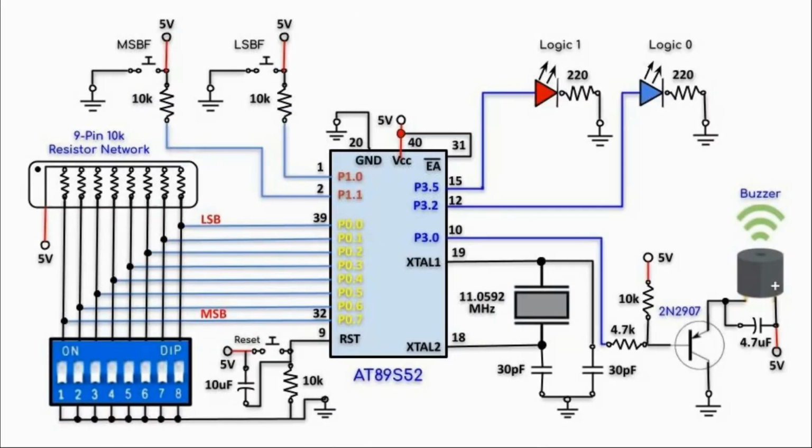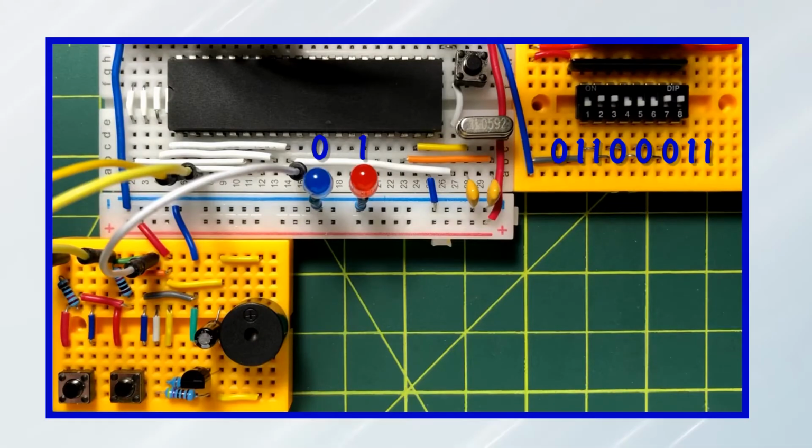And this is the circuit diagram of the implemented system. We have an 8-bit DIP switch connected to port 0. We have two push buttons connected to port P1.0 and P1.1. And we have the buzzer connected to port 3.0, and we have the two LEDs connected to port 3.2 and 3.5. And now for a quick demonstration.